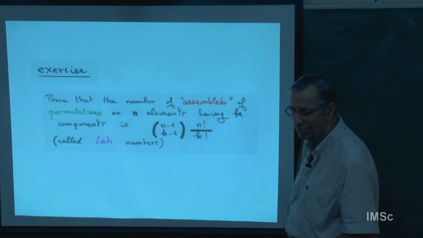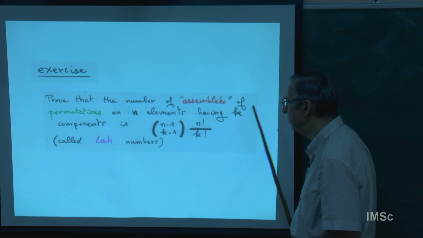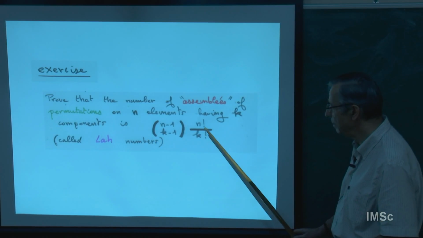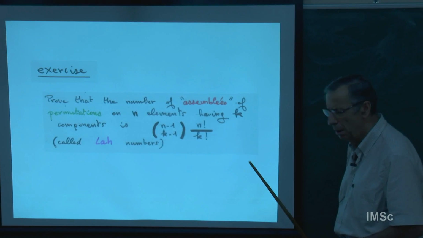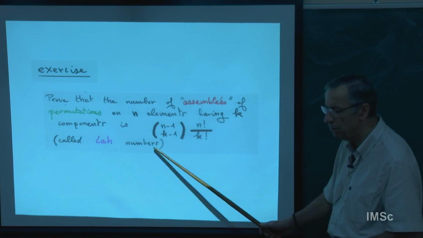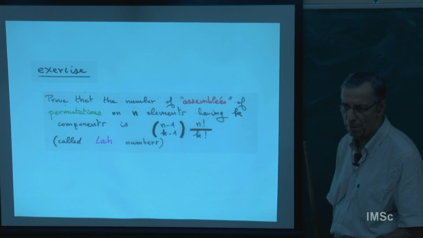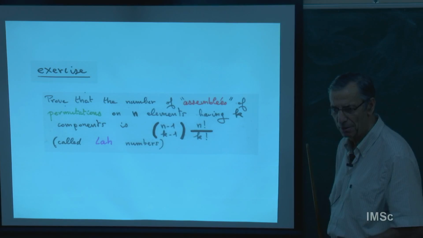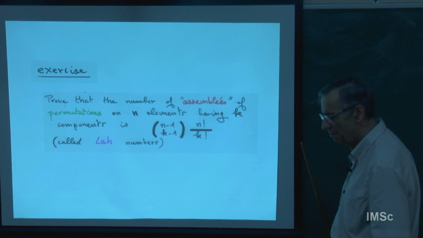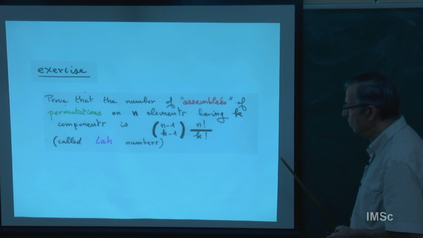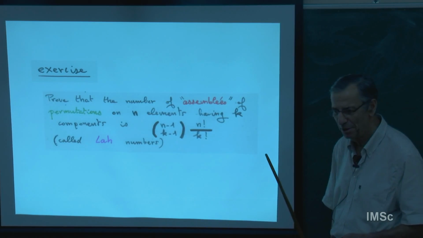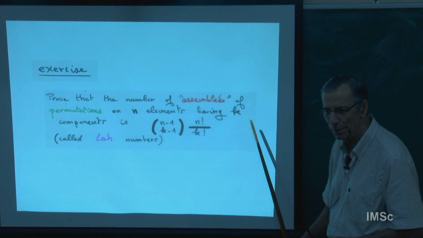Exercise. Prove that the number of assemblies of permutations on n elements having k components is exactly given by this formula: the binomial coefficient multiplied by n factorial divided by k factorial, and this is called the Lah number. They appear in the literature, and it's not too difficult. Take any way you want: by calculus, by generating function, or by bijection.